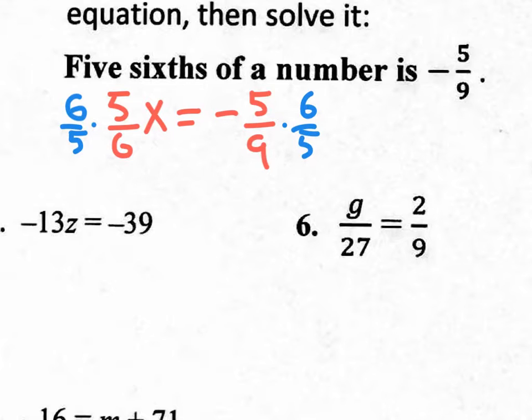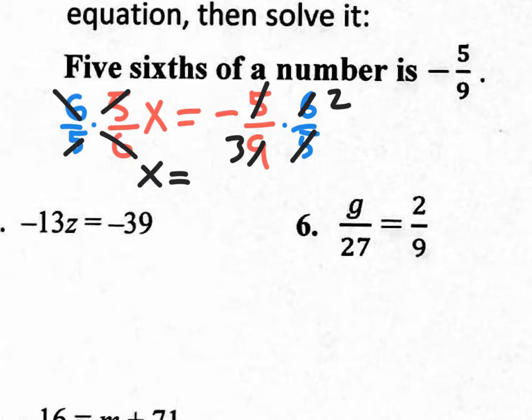On the left side, the 6's cancel, the 5's cancel. You have a nice, beautiful x equals. On the right side, the 5's cancel, and the 6 and the 9 can be reduced by 3. If you reduce 6 by 3, you get 2. Reduce 9 by 3, you get 3. So on the right side, you have a 2 left over up on top, a 3 on the bottom, and let's not forget about that negative sign. So it is x equals negative 2/3 as your final answer right there.